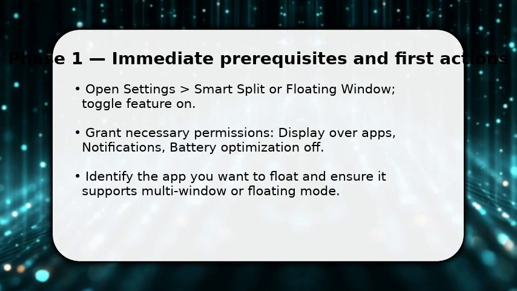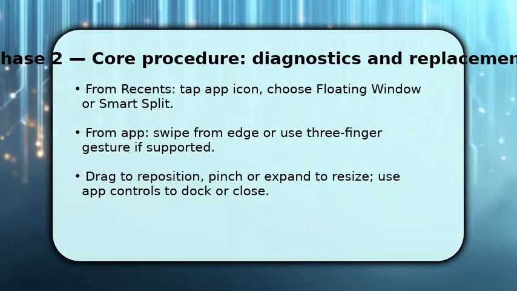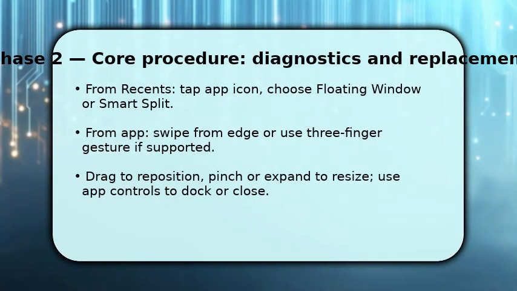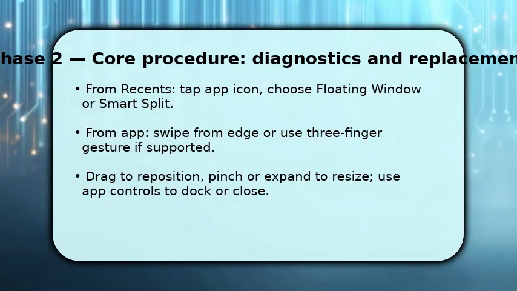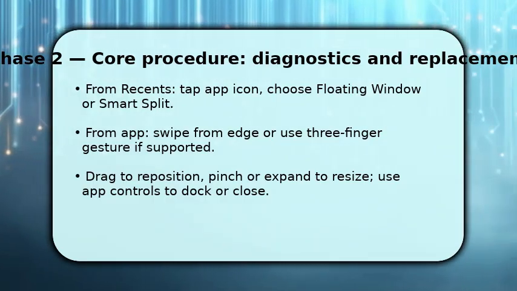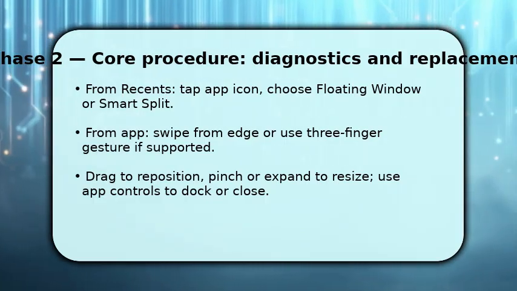Next, get the window open. From the recent screen, tap the app icon and pick Floating Window or Smart Split. That's the most reliable route. If you're inside the app, try the edge swipe or the three-finger gesture. Different Vivo models vary. When the window appears, drag it to reposition and pinch or drag corners to resize.